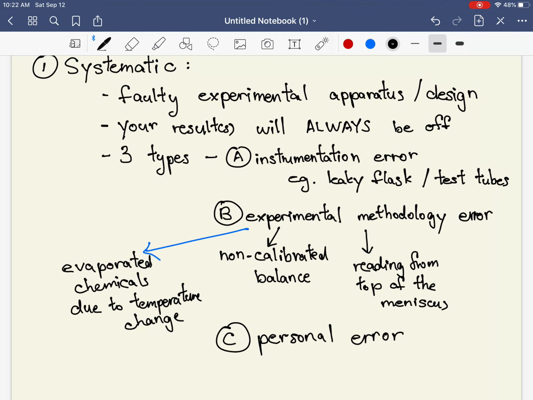Personal error as in like, hey, what color is this? And if you say pink, well, that's a wrong observed color because this is red. I hope you do see red, or else I want to get your eyes checked out. So an example is wrong observed color. So these are what we call systematic error.